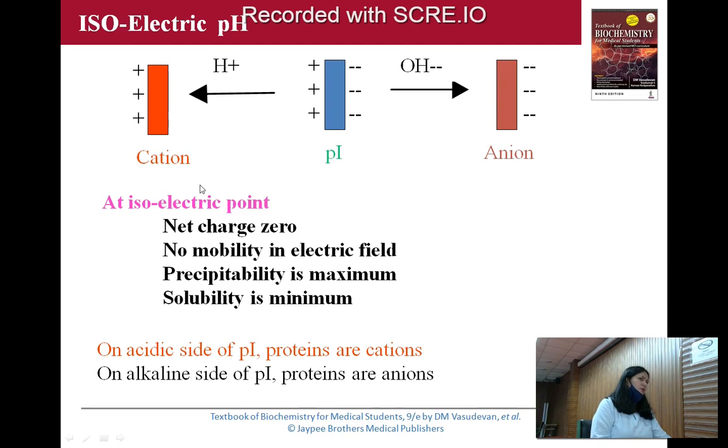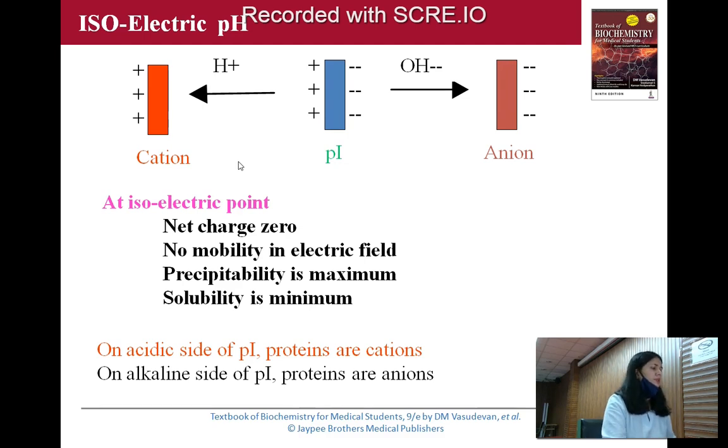Now remember, on the acidic side, protein exists as cation, and on the alkaline side of the isoelectric pH, the protein will exist as anion. Now these cations will migrate towards which electrode? Cations, roll number 1, you please tell me. Cations will move towards which electrode? Name the electrode. Aditya, tell me. Cations move towards?